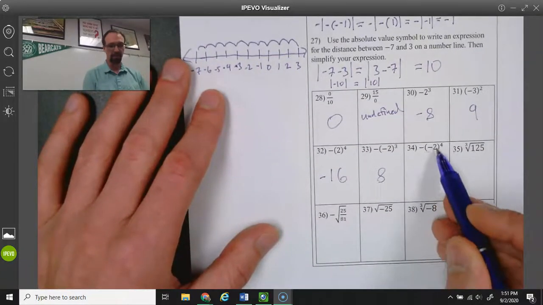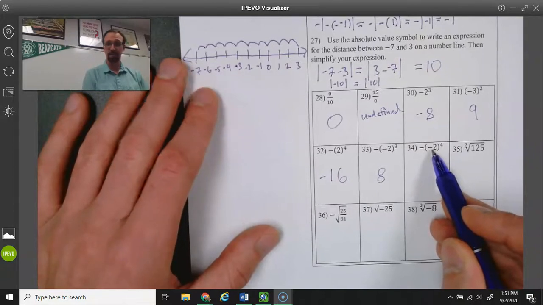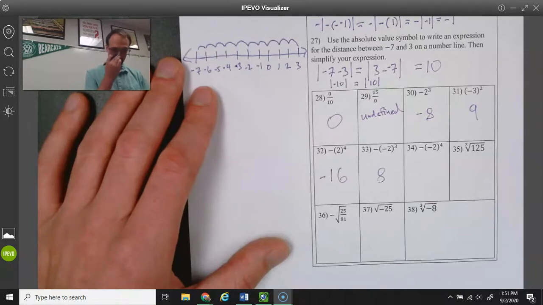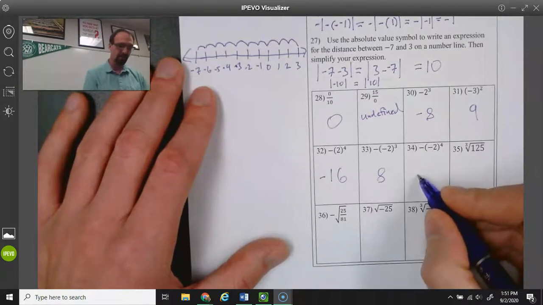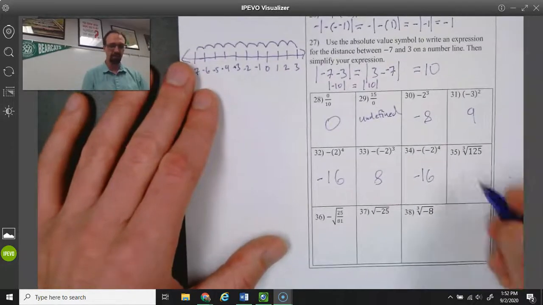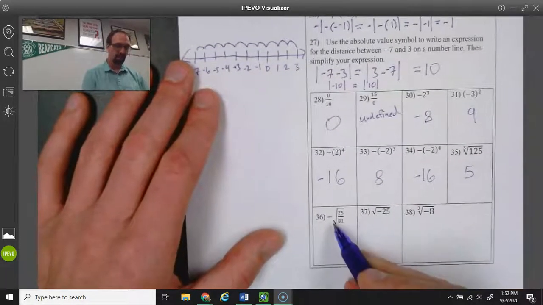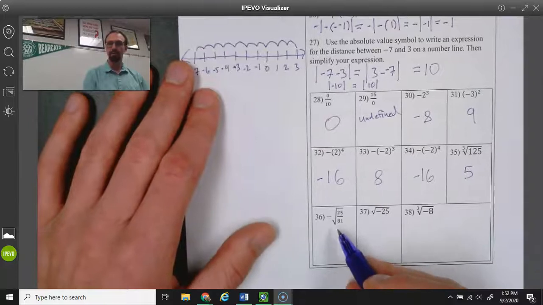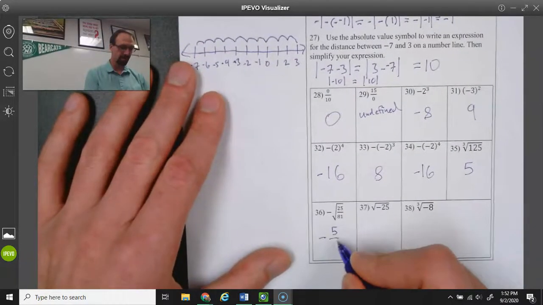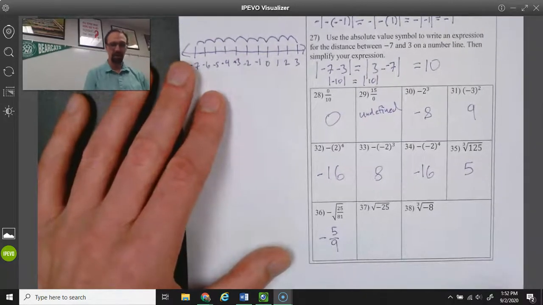Here we're going to have this negative 2 is in parentheses, negative 2 to the fourth power is 16, and then I have that negative out in front, so this is the opposite of 16. Cube root of 125 is 5. If I take the square root of both of these, I have the square root of 25 over the square root of 81. I can simplify this. This is negative 5/9.